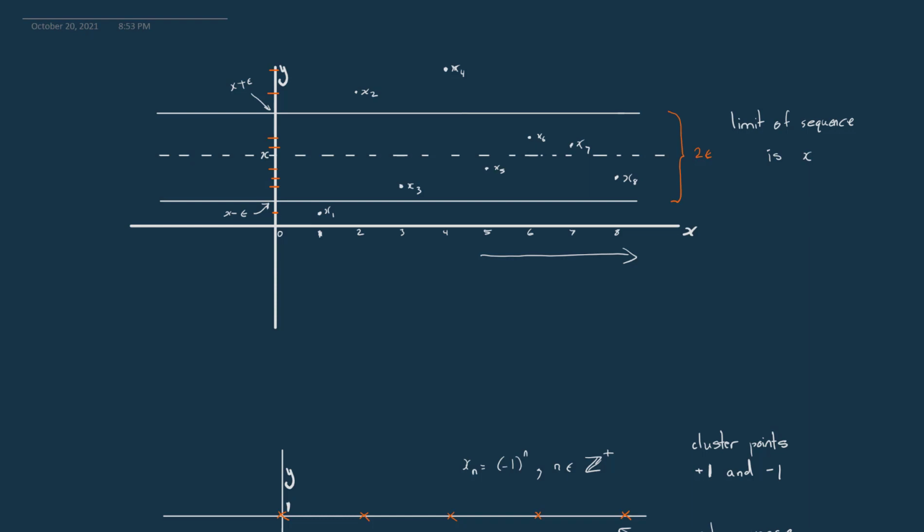In this first diagram, we have a sequence x1, x2, x3, x4, all the way up to x8, and we'll assume that it continues on from x8. But observe the behavior of this sequence.